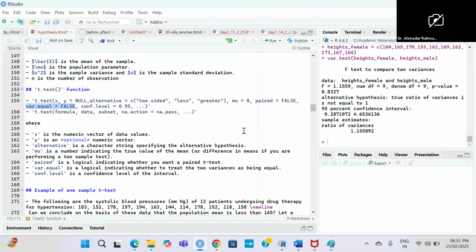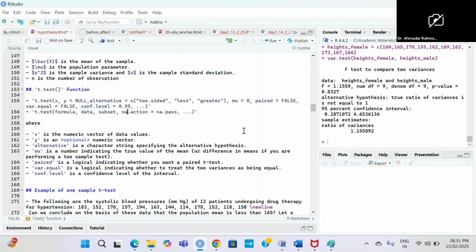Then we have seen that the p value was too high, it was around 0.83, so that means the variances were equal. So here you have to write var.equal is equal to TRUE, not FALSE. Okay. And then conf.level is equal to 0.95. We are always calculating this at 0.95, so it is okay. By default it is 0.95.